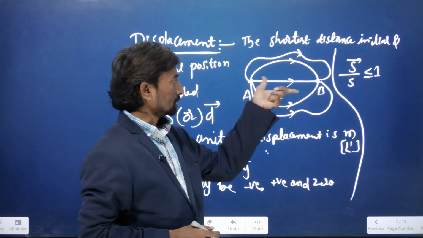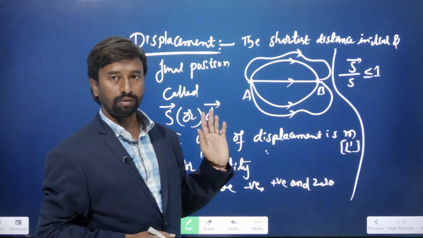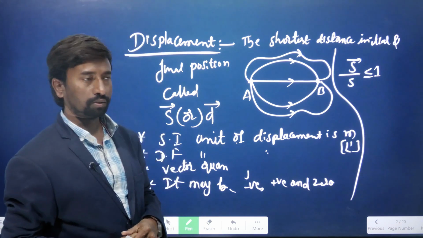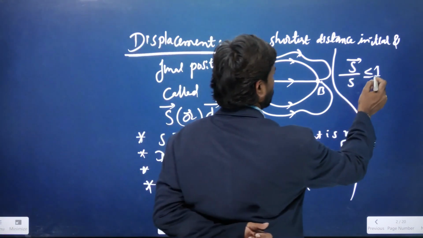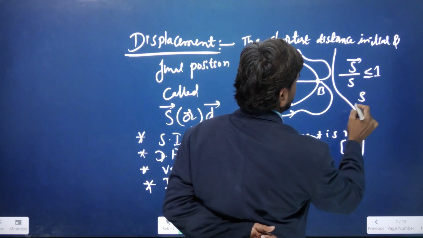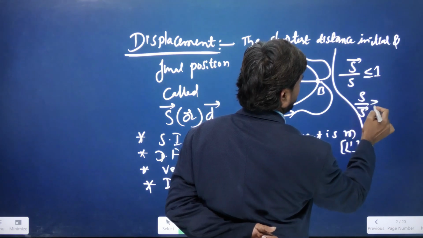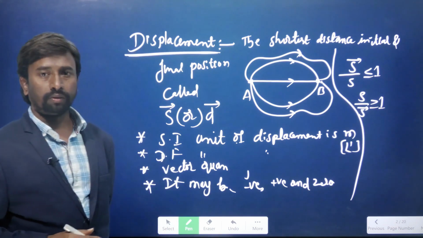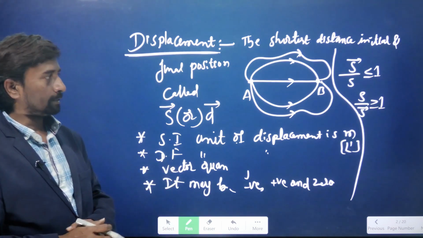So in the straight line path, the distance and displacement will be equal there. So we can take the ratio of displacement to the distance, always lesser than or equal to 1. If you take distance by displacement, it will always be greater than or equal to 1. So these are the differences between the displacement and the distance.